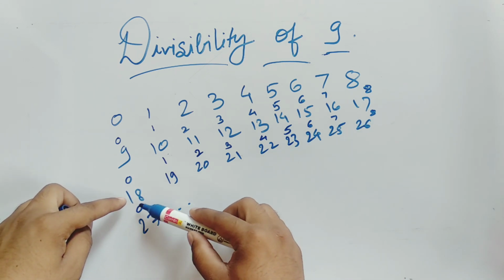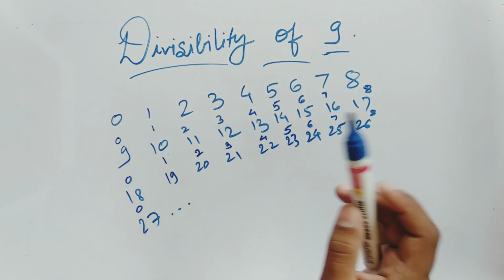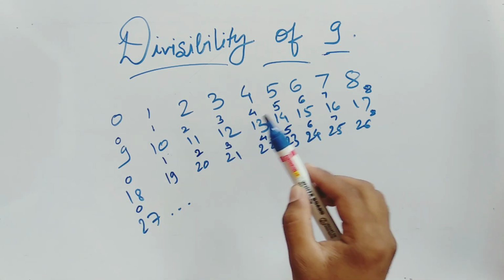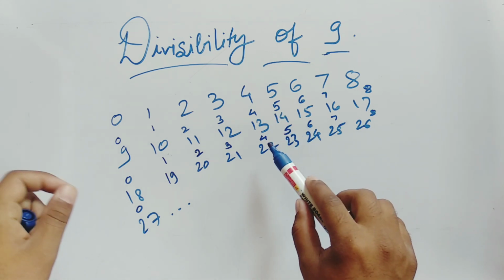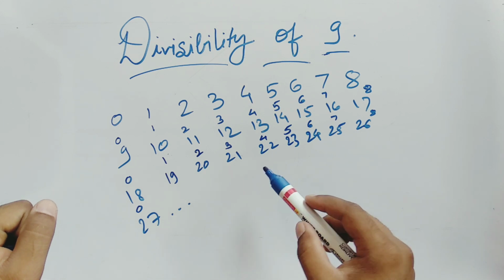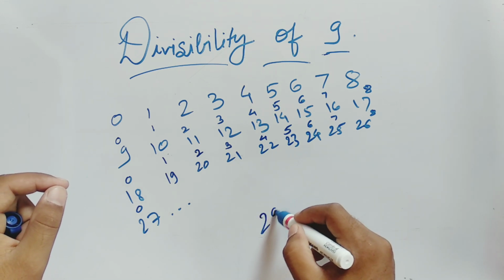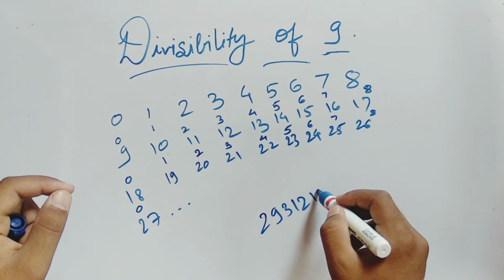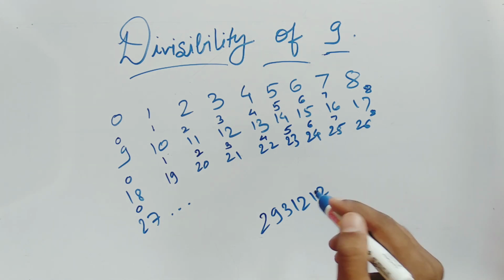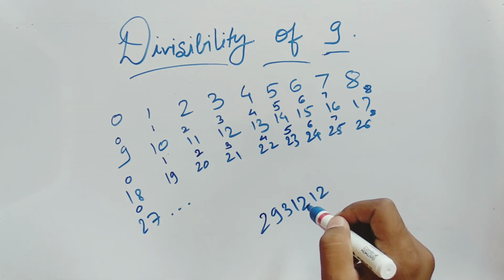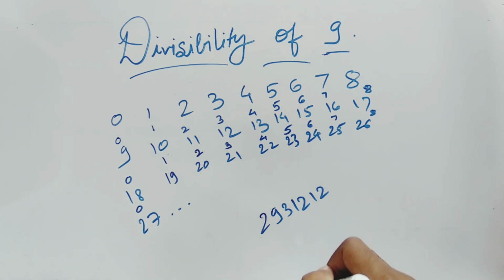So between any two multiples of 9, we can convert all the numbers into single digit form by using this technique. But this technique is suitable for 2 digit or 3 digit numbers. What if we encounter a number like 2931212, which is a 7 digit number? In this case it is very complex and time consuming to find the remainder of this number when divided by 9.